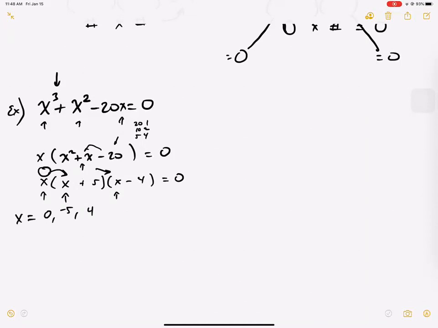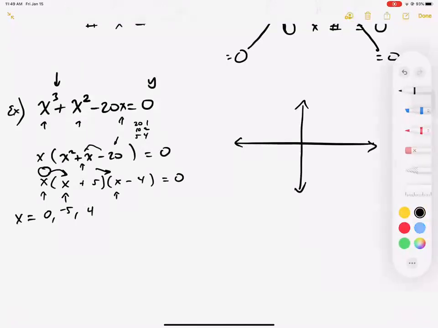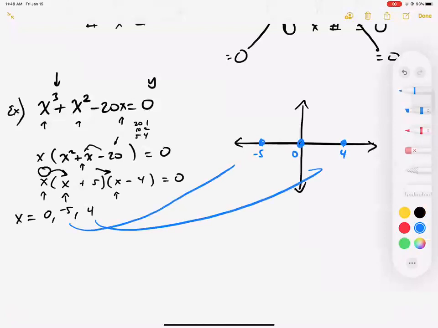Now why is this helpful to me? This is just a preview about what we're going to do with these factored forms. If I was trying to graph this, I know for sure that the y value is 0 when x is 0, when x is negative 5, and x is 4. Oops, went the wrong way. Don't we have 3 zeros in this graph? Okay, we have these 3 zeros.